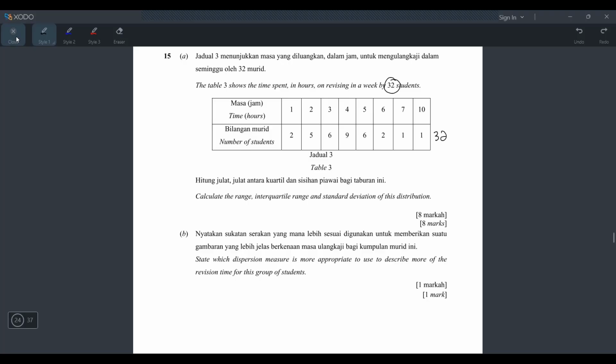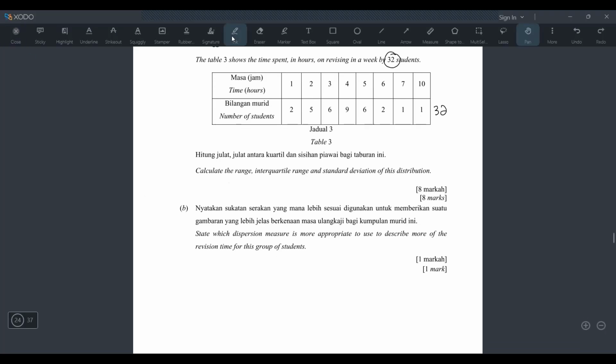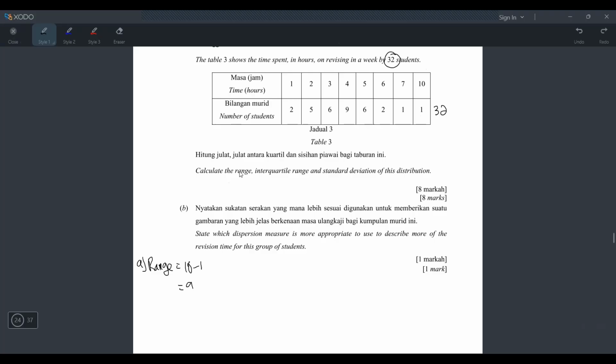Okay, so let's do it. First I want to find the range, right? So question A, let's find the range. Range means you take the maximum value minus the minimum value. So it'll be 10 minus 1. And then you will get 9. Some student might ask, hey, sir, why not take 9 minus 1? Hey, hello, that's the frequency. Frequency cannot be used to minus. If I say 1, number 2, do you know what it means? It means 1 hour.